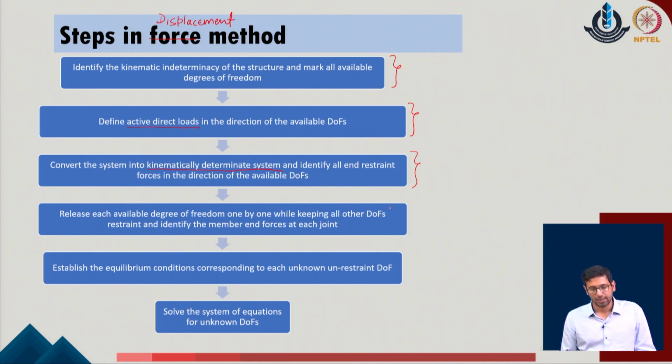As a next step, we release each of these degrees of freedom available in the original problem, one by one, in the kinematically determinate system, and while releasing, we calculate the forces in the direction of all these degrees of freedom in these released systems. By writing the equilibrium of the given system, we identify the necessary conditions to solve the unknown set of displacements of the given problem. By solving all these simultaneous equations together, we calculate the unknown displacements of the given problem.